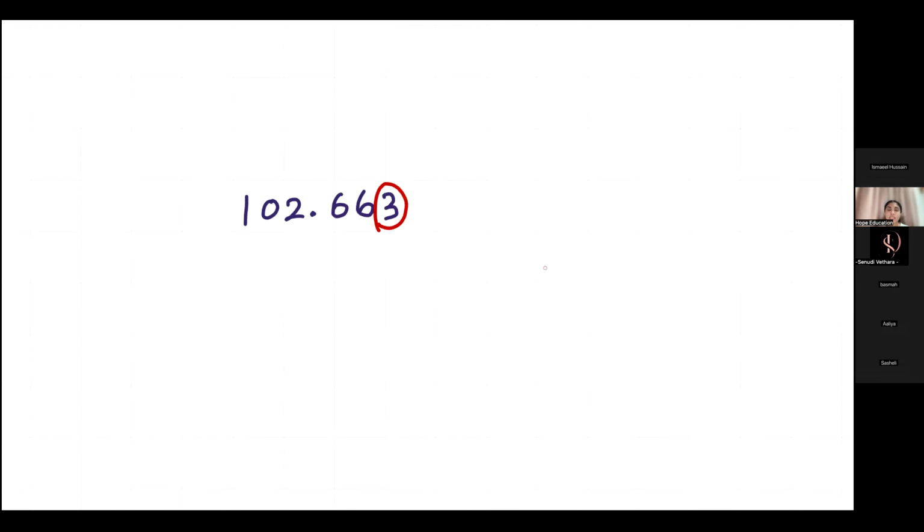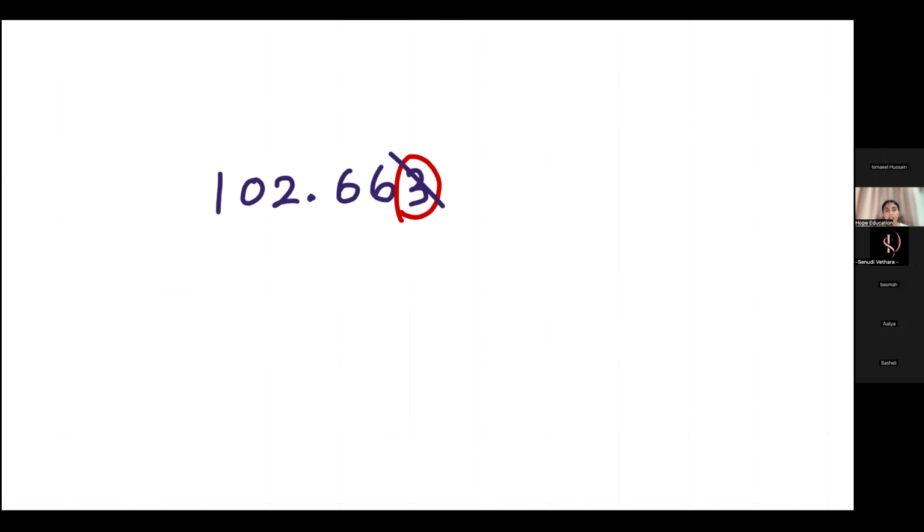When I'm removing it, I have to check, is this less than 5 or greater than 5? Is 3 less than 5 or greater than 5? Yeah, 3 is less than 5. If 3 is less than 5, when you are removing that 3, you can just remove it and leave it as 102.66.